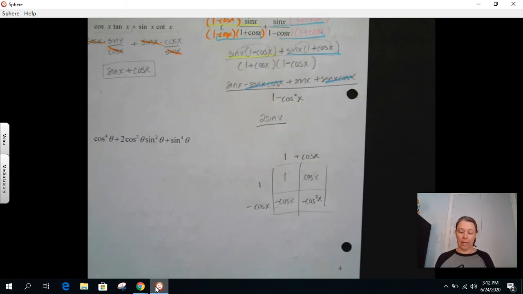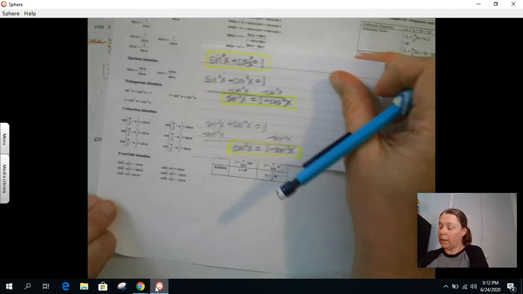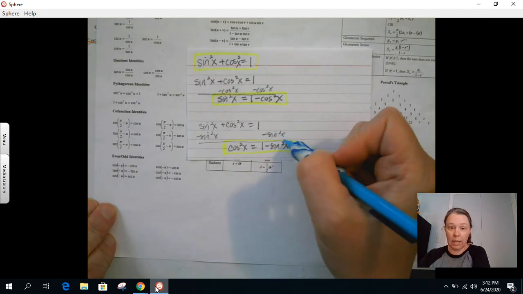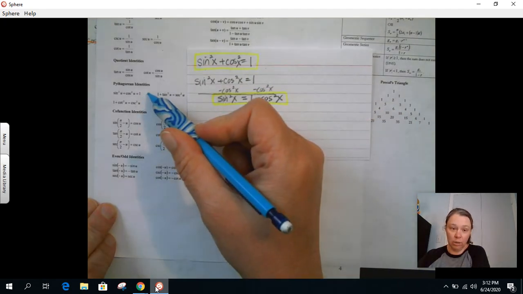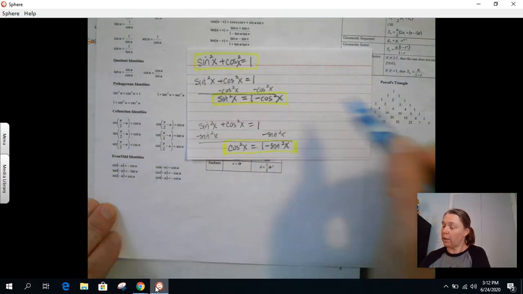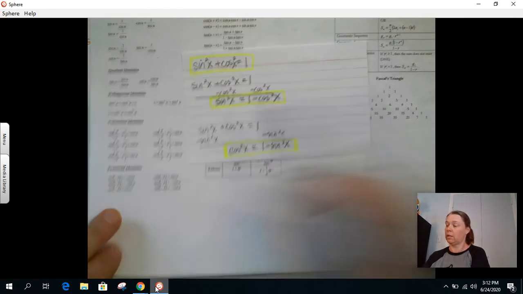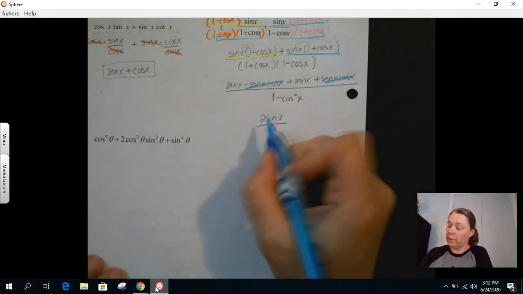I want to look on my identity sheet and see what I've got. So here's my identity sheet. And then here on this card, I have my bonus identities. You might want to jot these bonus identities onto your identity sheet, just so that you have them all in one spot. So what am I looking for? 1 minus cosine squared x. Sine squared of x. Nice. Okay, sine squared of x.